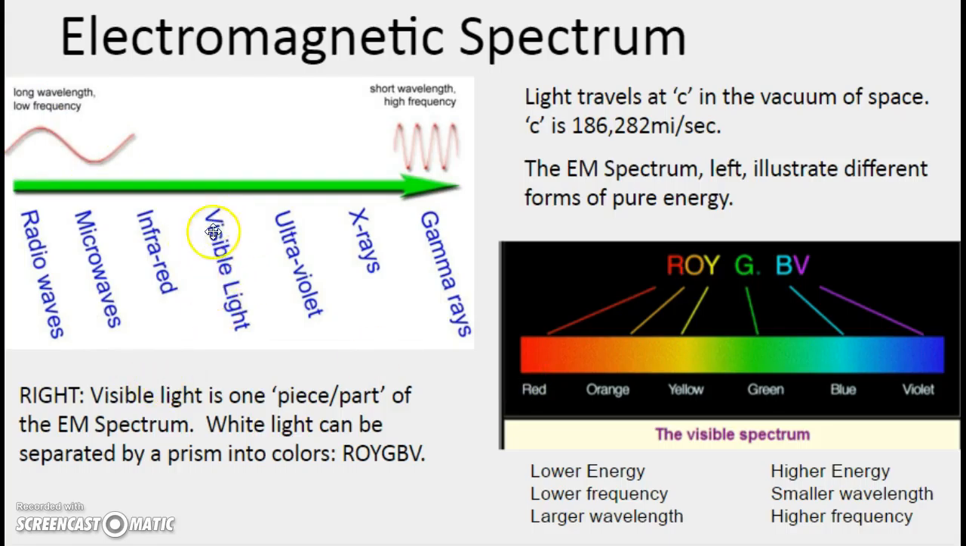But we can treat the visible light spectrum just like we are treating the electromagnetic spectrum, whereas your blue, your violet end are going to have the highest frequency, they're going to have higher energy, and they're going to have smaller wavelengths than, say, the red and the orange end of the visible light spectrum. But all of these are traveling at the speed of light, c, in the vacuum of space, 186,282 miles per second. The electromagnetic spectrum to the left illustrates different forms of pure energy, whereas the visible light spectrum is breaking down visible light into its individual color components.